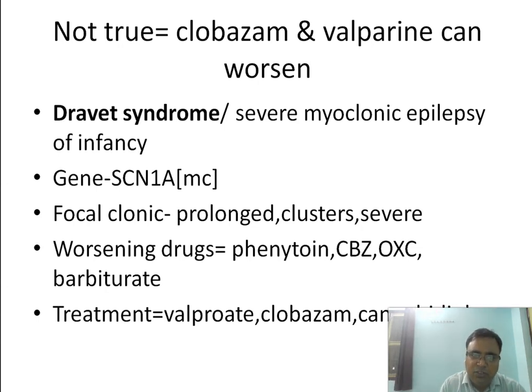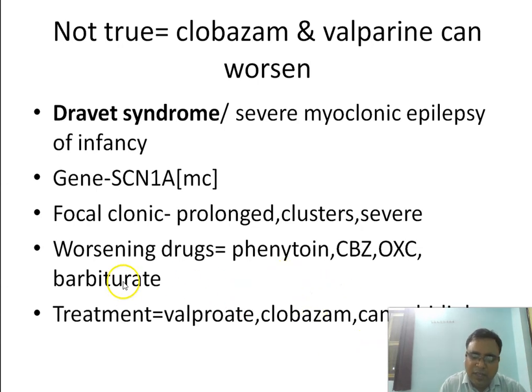Actually, Dravet syndrome is also known as severe myoclonic epilepsy of infancy. The gene involved most commonly is the SCN1A gene. We can get focal clonic, prolonged seizures, clusters and severe forms of seizure. And the worsening drugs are phenytoin, carbamazepine, oxcarbazepine, and barbiturates. These drugs can worsen the condition. And the treatment is valparin, valproic acid, clobazam, and a recent molecule is cannabidiol.